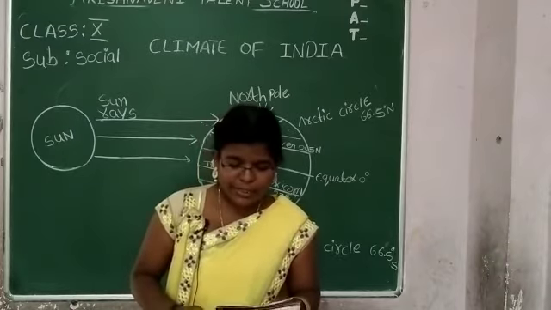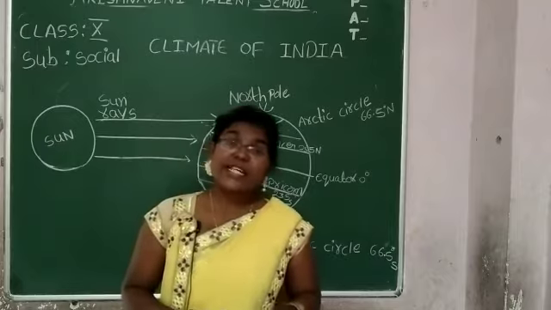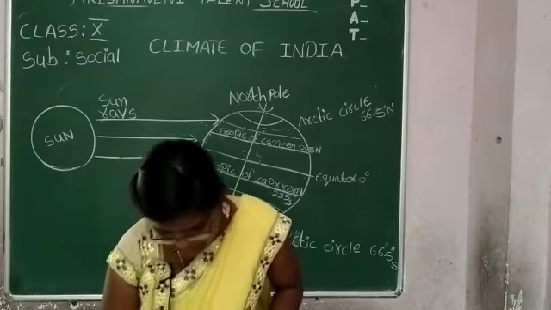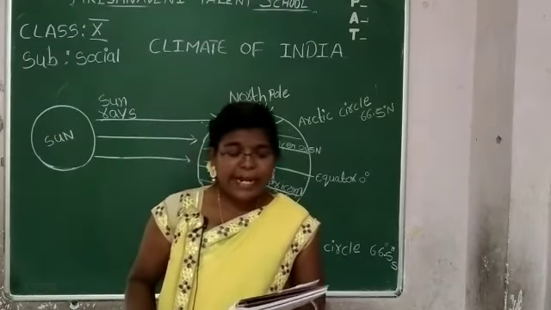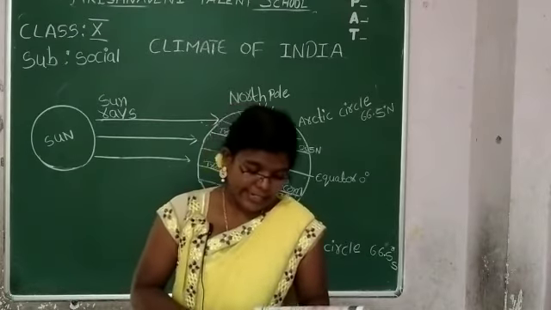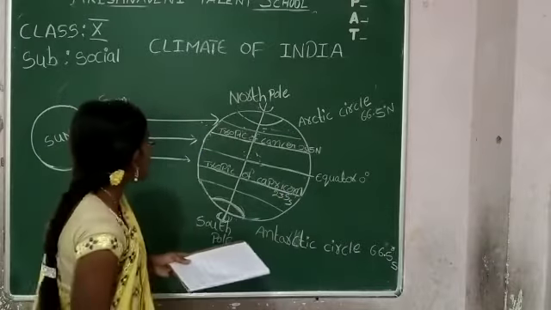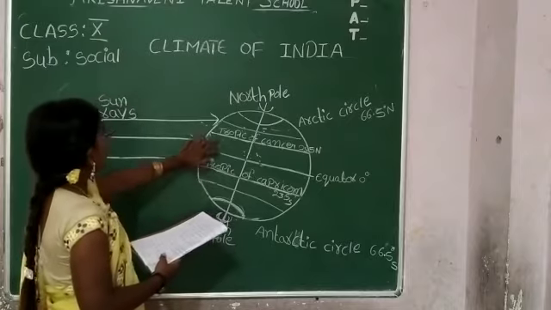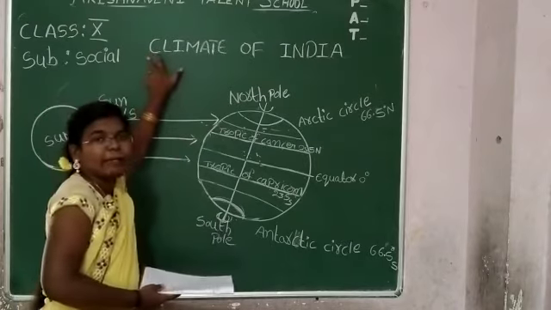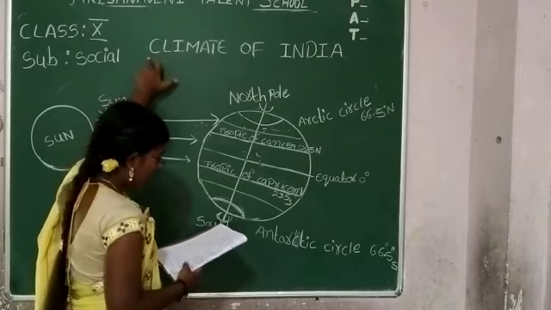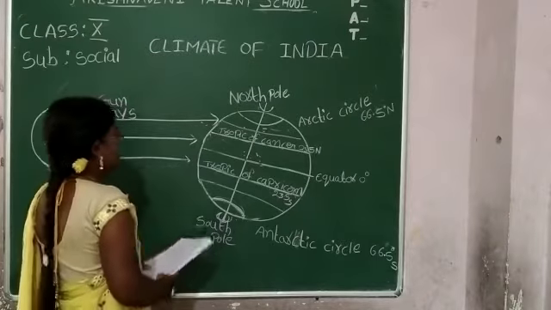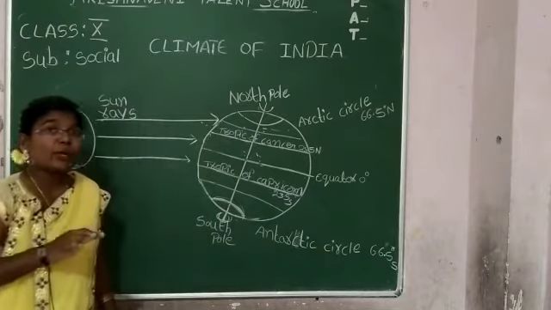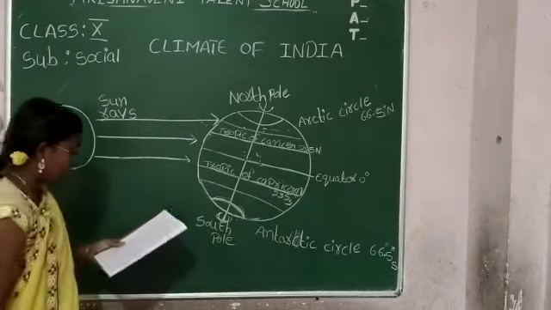Land-water relationship also has influence on climate. The amount of sunlight that is absorbed and radiated from the earth's surface and reflected back directly depends upon the nature of the surface.